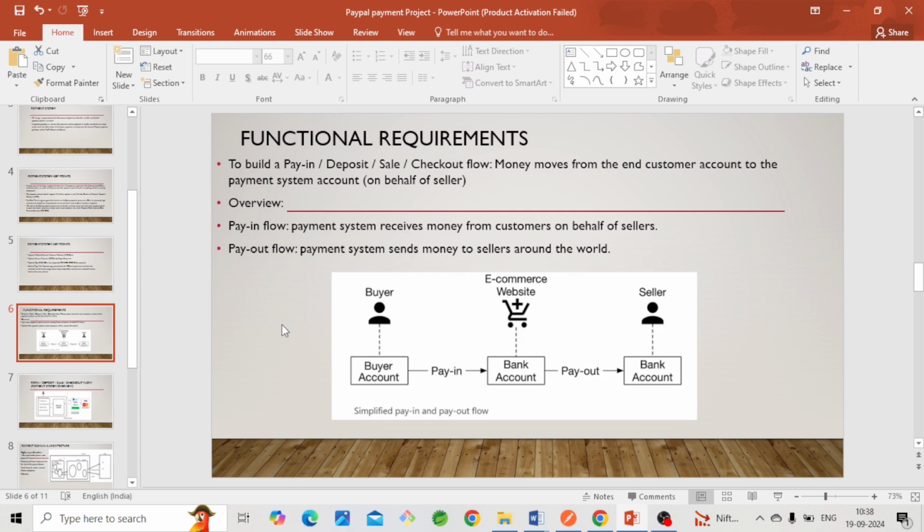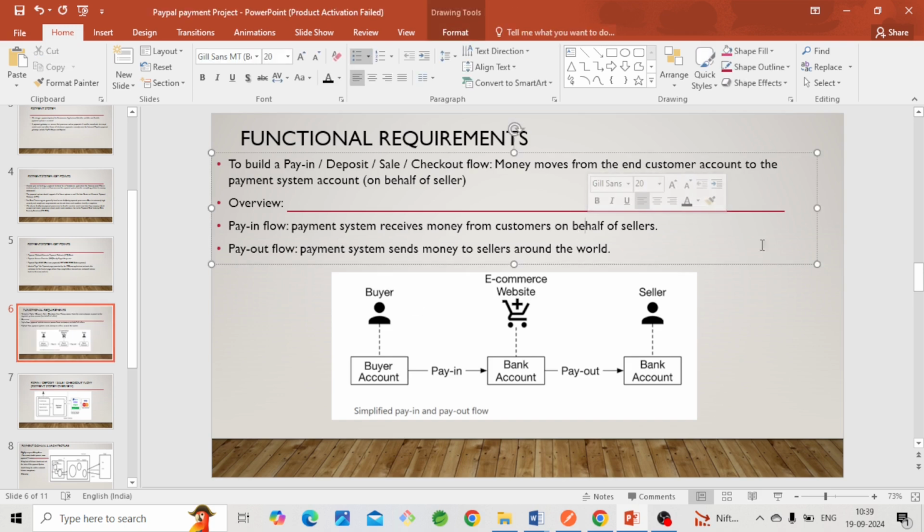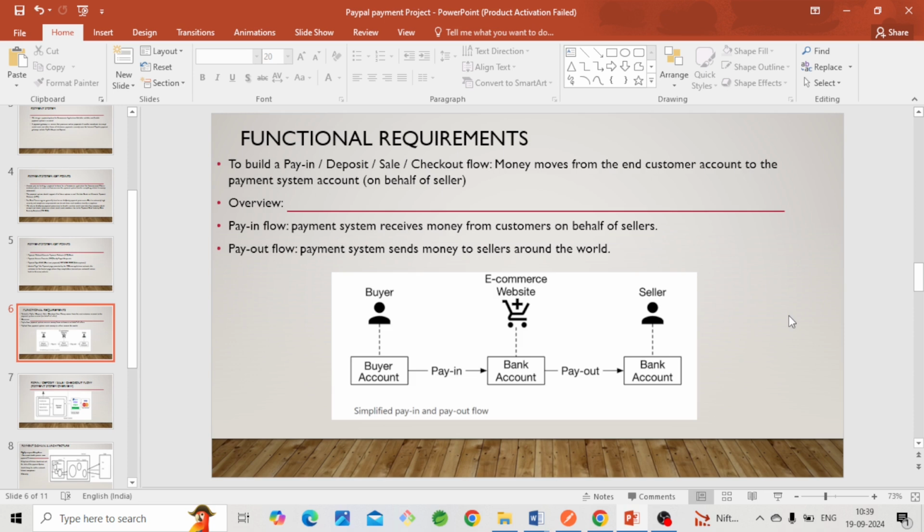Now we will understand what the functional requirements related to this payment process are. So the functional requirements, if you observe in this diagram, the buyer is there, the e-commerce website, and the seller is there. So now we will understand the exact flow of this. To build any payment system, a pay in, a deposit, sell, or a checkout flow. So money moves from the end customer account to the payment system account.